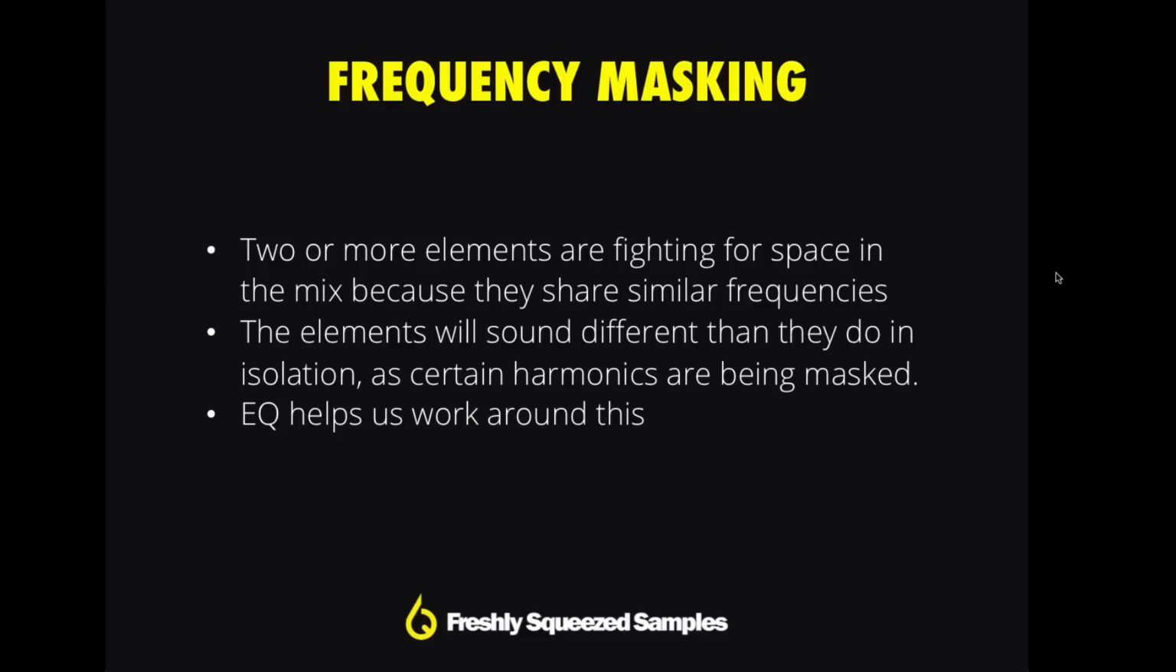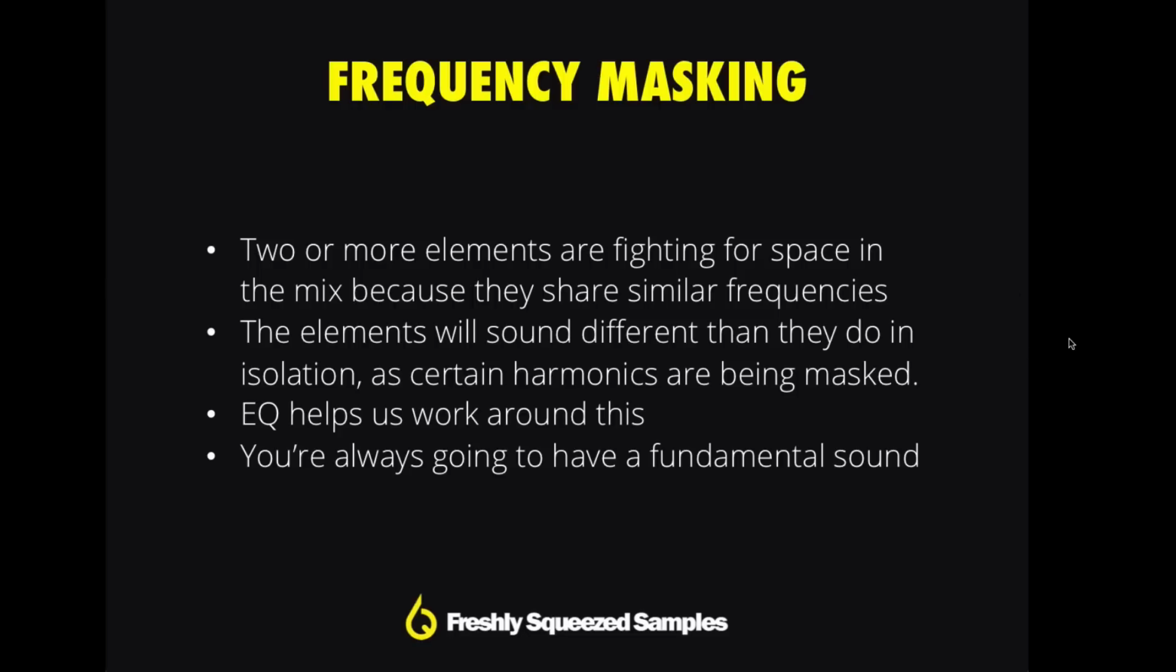So EQ helps us work around this, as it allows us to remove the parts that aren't as necessary or are better done by other elements. For example, you might find when layering, say, a pluck and super saw, that you prefer the low end on your pluck compared to the low end or the low mid on your super saw. But the mid and high on your super saw you like more than the mid and high on your pluck. So you would EQ accordingly. You would take out the low end of your super saw, and you would take out some of the mid and high on your pluck to achieve a more cohesive sound.